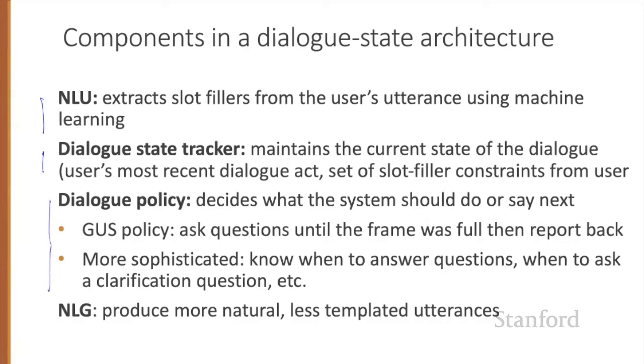The dialogue policy decides what the system should say or do next. In GUS, the policy was simple: ask questions till the frame is full, and then report back the results of some database query. But a more sophisticated dialogue policy can help a system decide when to answer the user's questions, when to instead ask a clarification question, when to make a suggestion, and so on. And finally, dialogue state systems have a true natural language generation component. In GUS, the sentences the generator produced were all pre-written templates. But a more sophisticated component can condition on the exact context to produce turns that seem much more natural.